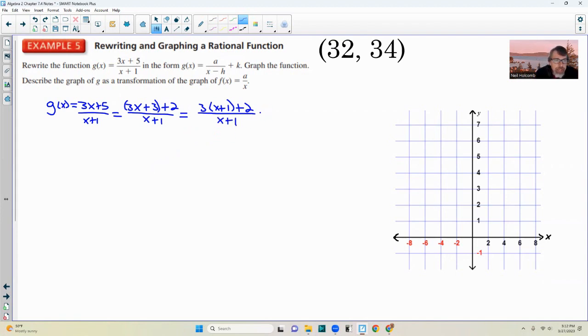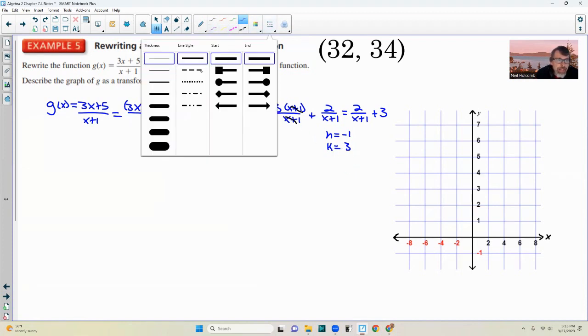Okay. So then when I split that up, that would be 3 times x plus 1 over x plus 1, plus 2 over x plus 1. And then the x plus 1s cancel here, leaving me with finally getting 2 over x plus 1 plus 3. So our h equals -1 and our k equals 3. So keep in mind that your h is your vertical asymptote.